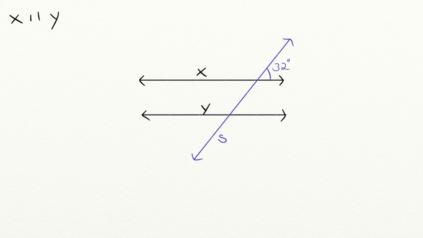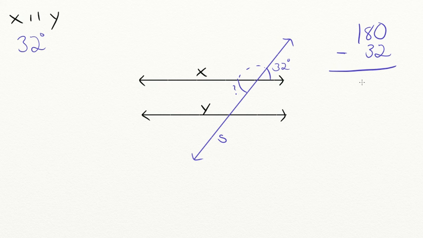Line S is intersecting lines X and Y. If I tell you that this angle is 32 degrees, can you tell me the measure of this angle right here? Well, if you said it's also 32 degrees, then you're correct. But can you tell me the missing angle that's right next to 32 degrees? Well, we know that a straight line is 180 degrees, so if we subtract the 32 degrees that you've been given, that leaves you with 148 degrees. So our missing angle is 148 degrees.